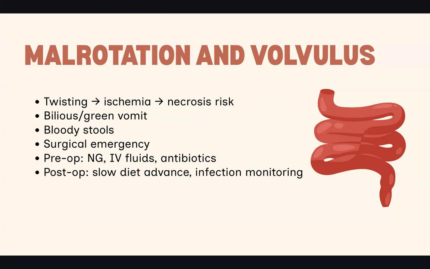One of the key signs is going to be green vomit, or vomit that's bilious, or basically you're just vomiting up bile. They'll have abdominal distension and abdominal pain. They can have really bloody stools, and all of these signs and symptoms can indicate that ischemia, and it is a surgical emergency.